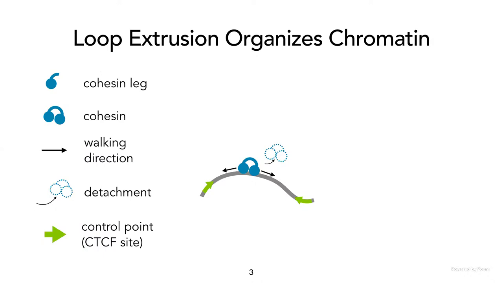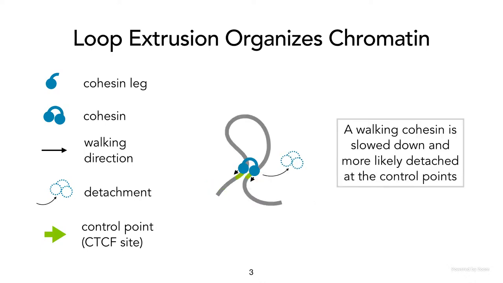Loop extrusion involves a cohesin, which is actually a dimer of two cohesin legs, which are protein motors. What they do is walk in opposite directions, and when they do that, they start extruding a chromatin loop in the middle. But there are also control points located on the chromatin, which are hypothesized to be CTCF sites. Once cohesin arrives at the control points, the dynamics of the cohesin changes. For example, it can be slowed down, but it's also more likely to be detached at those control points because of proteins that are located at those areas.